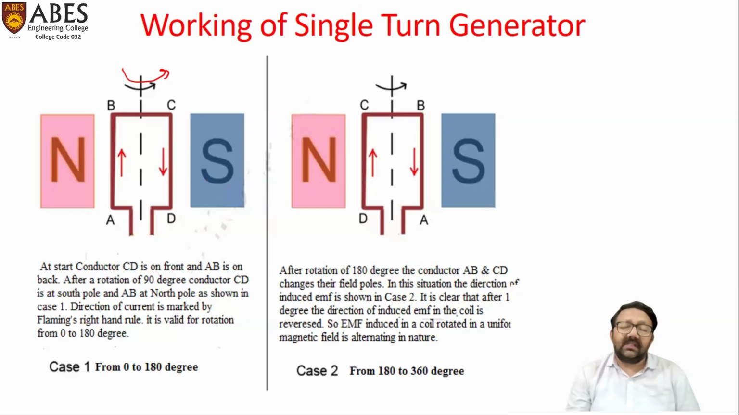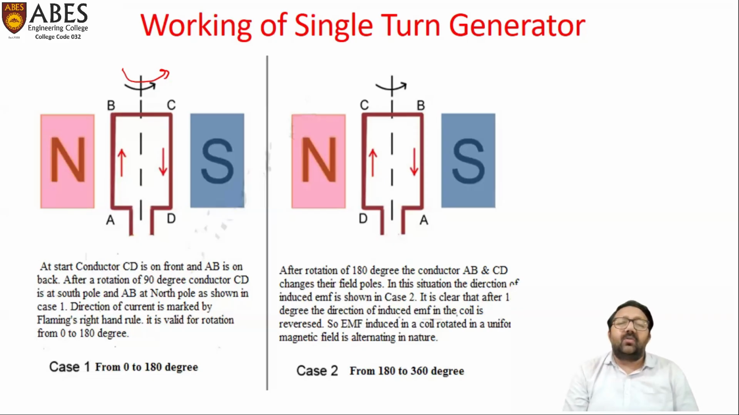So we can see that when we rotate a coil in a uniform magnetic field, due to rotation of this coil, the EMF is developed in the coil, and that EMF is alternating in nature, as after 180 degrees, the direction of induced EMF gets changed. So the question arises, why is this particular generator known as a DC generator?